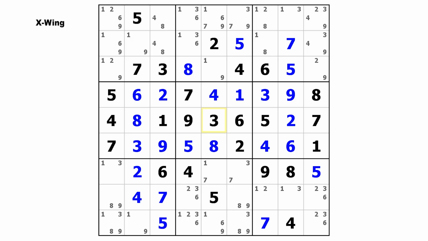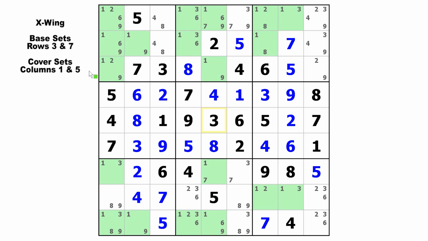When we think of an X-wing as a fish pattern, we think in terms of base sets and cover sets. But when we think of it as a continuous loop, we only need to think in terms of strong links and weak links. Here in this diagram, we have an X-wing on candidate 1. So let's highlight the ones.